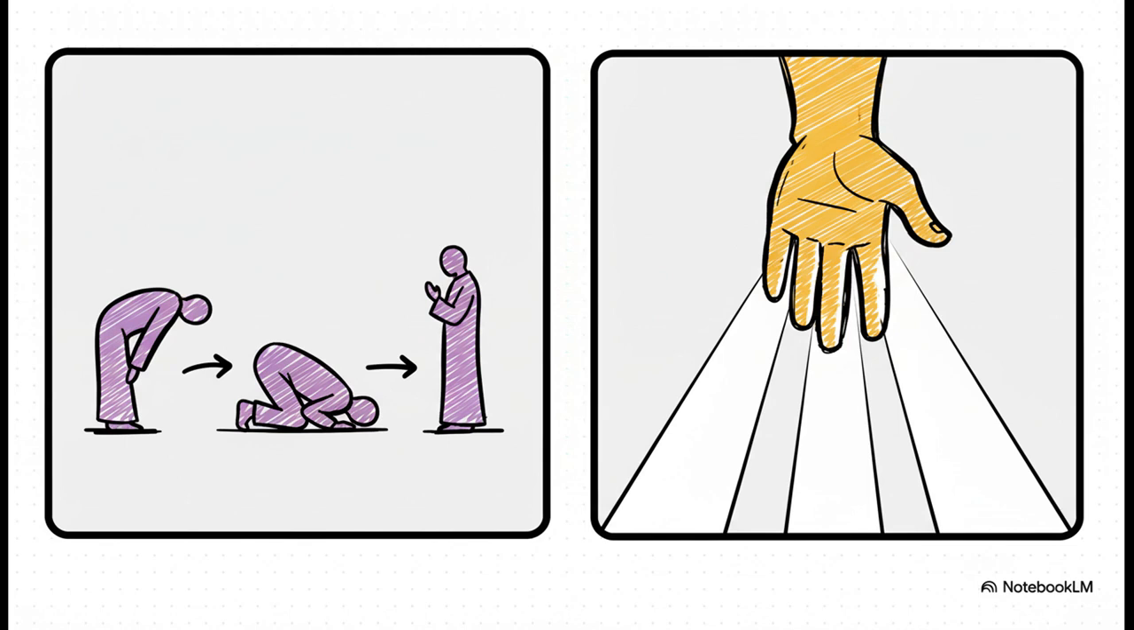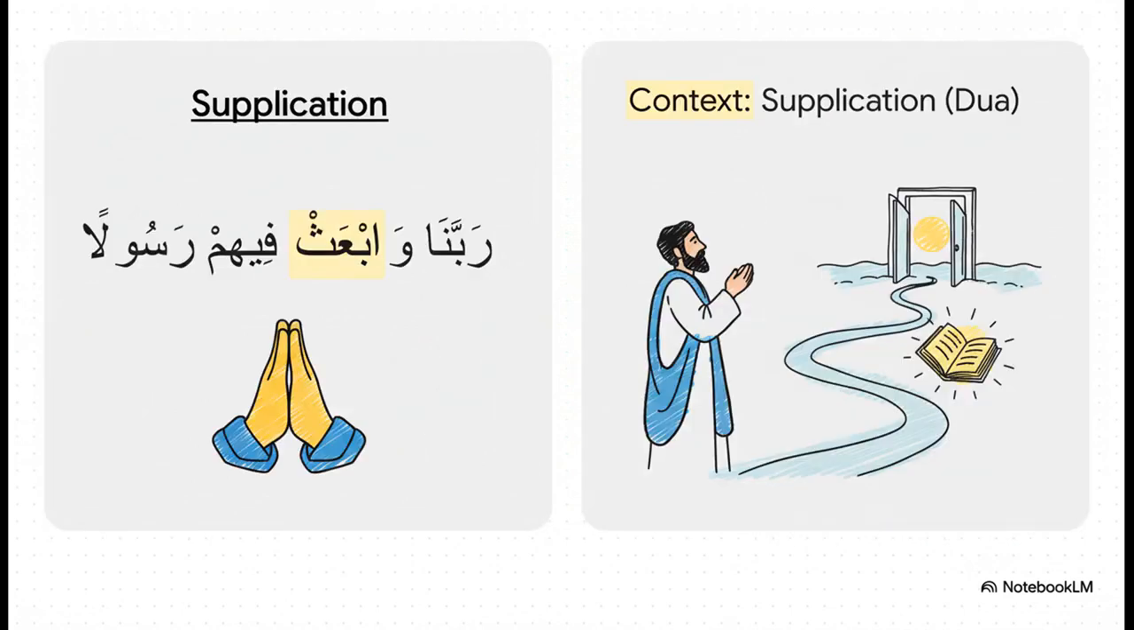Now let's flip the script. Look at this verse for a complete contrast. Here, God is addressing the believers. Irka'u, isjudu, a'budu: bow, prostrate, and worship. These are all plural commands. In this context, coming from the Creator to the creation, they are absolutely clear, direct, authoritative commands. It's a call to action. And we see this again and again.